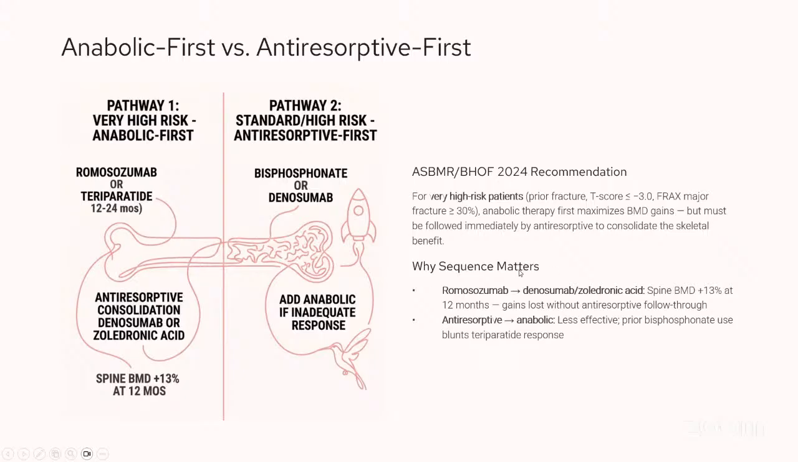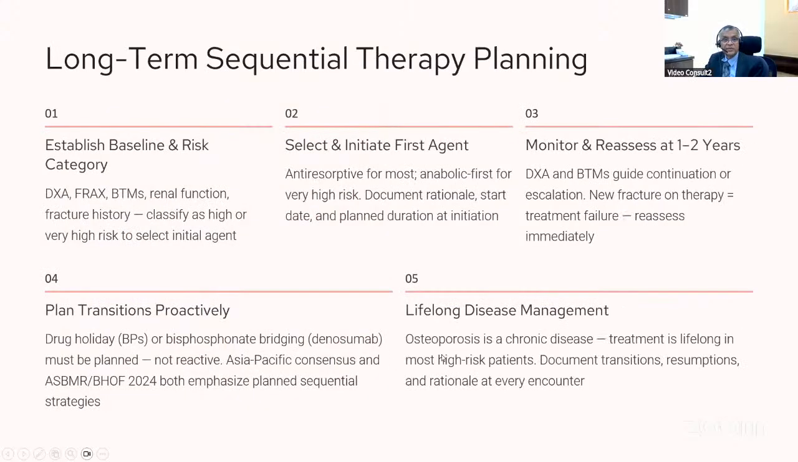Why sequence matters? Romosozumab leading to denosumab and zoledronic acid. The gain in BMD is plus 13% at 12 months, but gains are lost without antiresorptive. If you don't give an antiresorptive, the effect of this is lost. So antiresorptive to anabolic is less effective; prior bisphosphonate use blunts the response.